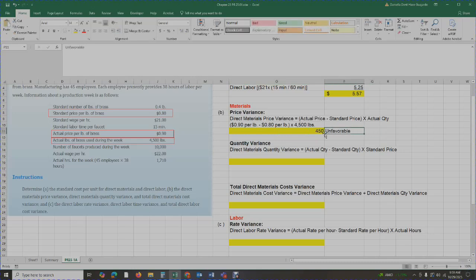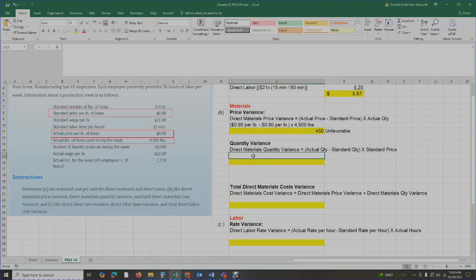So if the number is positive, when you enter your formula and the number is positive, it is an unfavorable variance. And we can easily say it's unfavorable because we paid 90 cents instead of 80 cents. So we paid more than what we had anticipated. Therefore, our variance will be unfavorable. That has to do with the price. We're paying 90 cents versus 80. That's why we have an unfavorable variance.